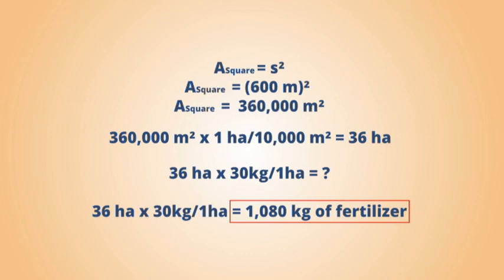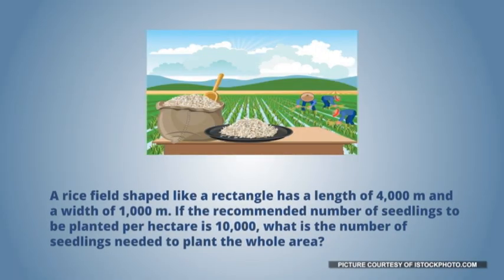Example 2. A rice field shaped like a rectangle has a length of 4,000 meters and a width of 1,000 meters. If the recommended number of seedlings to be planted per hectare is 10,000, what is the number of seedlings needed to plant the whole area? Let's go through the same steps we did in our first example.